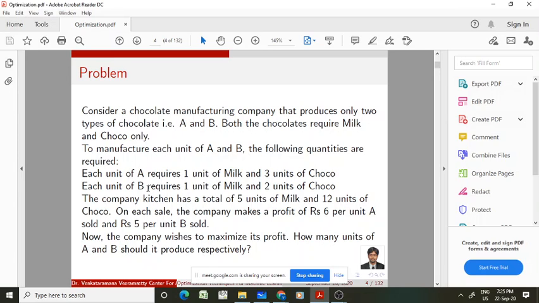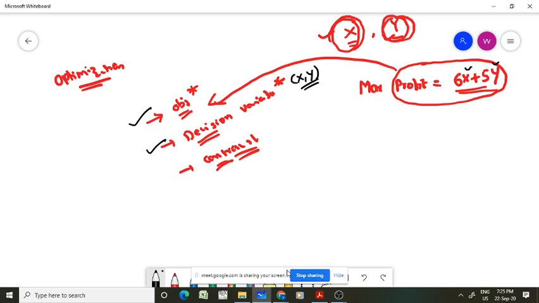Milk units are required: X plus Y. Yes, it is X plus Y, not X into Y. No, it's X plus Y. I will share the screen again.